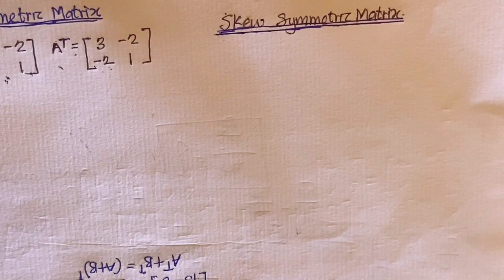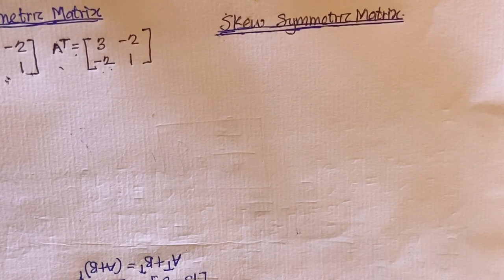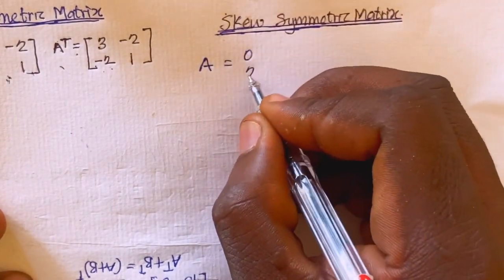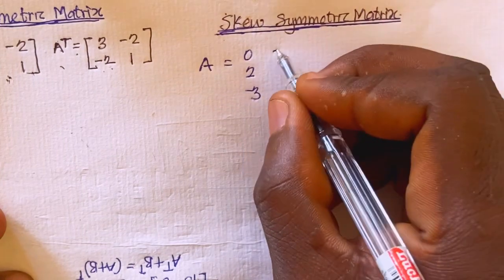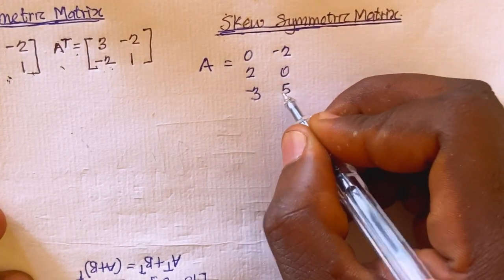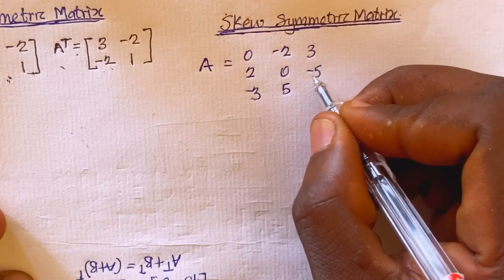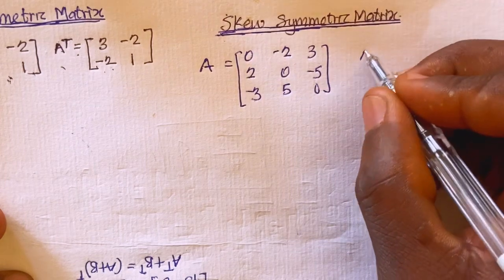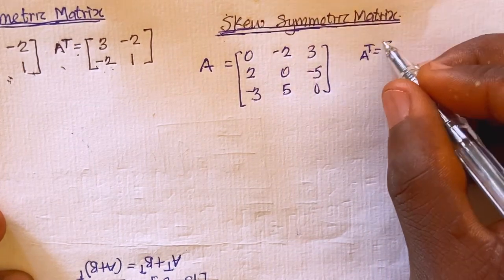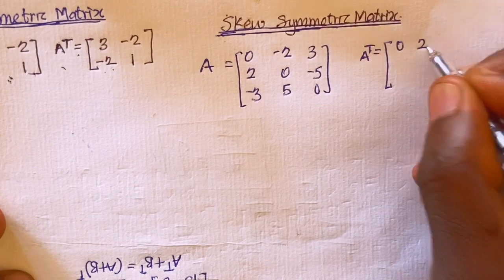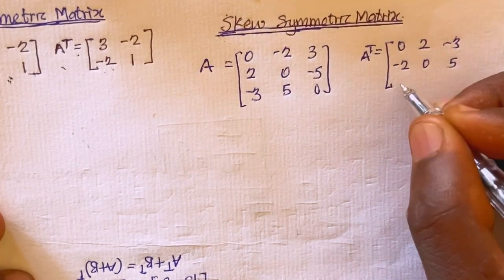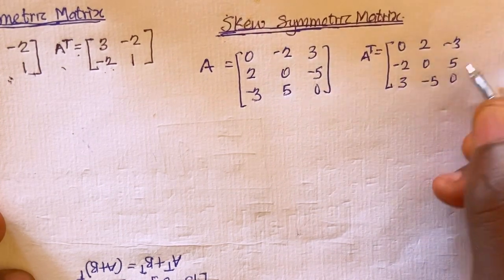Another special matrix that we have is the skew symmetric matrix. In skew symmetric matrix, suppose we have matrix A equal to 0, 2, -3, -2, 0, 5, 3, -5, and 0. Then let's go ahead and find the A transpose. The A transpose is given as 0, 2, -3, then -2, 0, 5, then the next one, 3, -5, and 0.